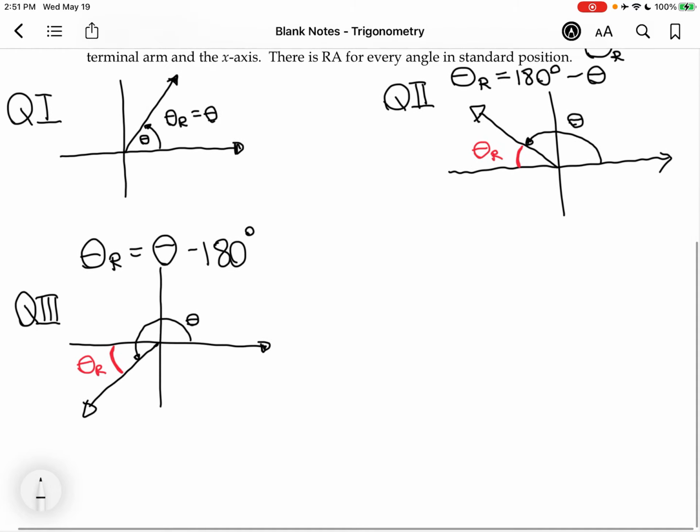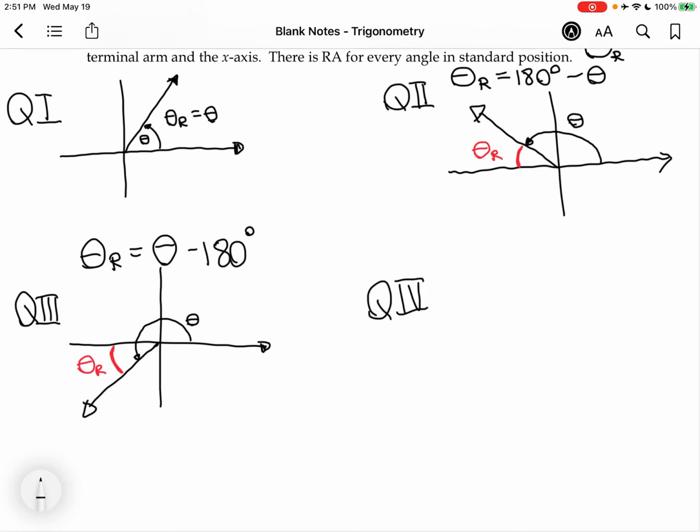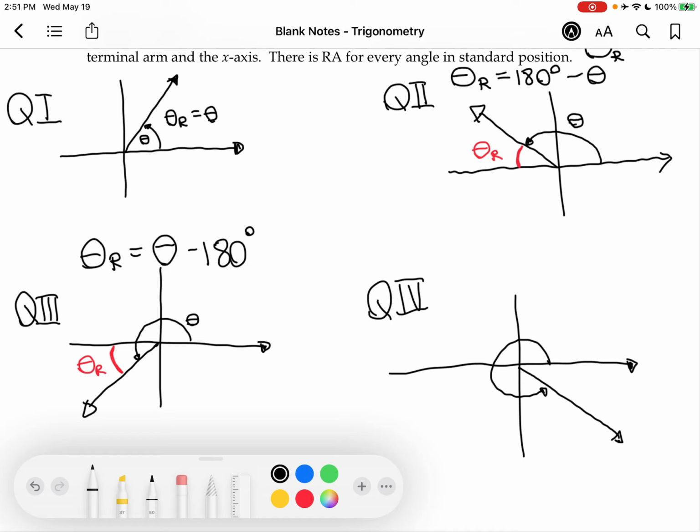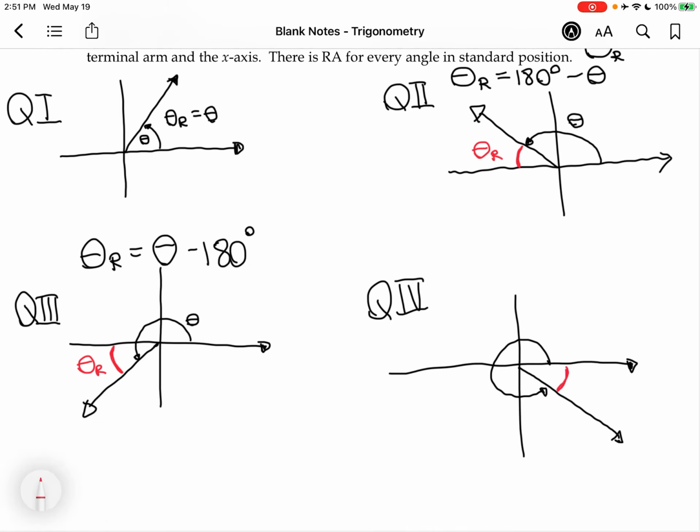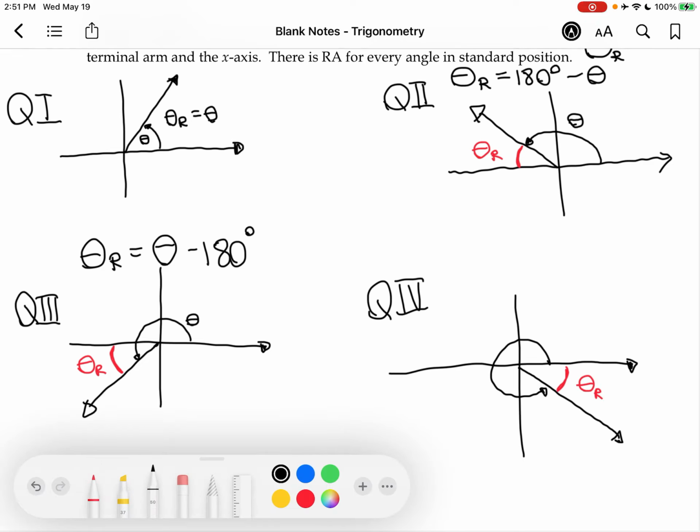Okay? And then finally in quadrant 4, Q4, there, I got it right that time. Here is our initial arm. Our terminal arm will be here somewhere. And our theta r is between the terminal arm and the x-axis, so that's right here. Okay, and of course this guy here is theta.